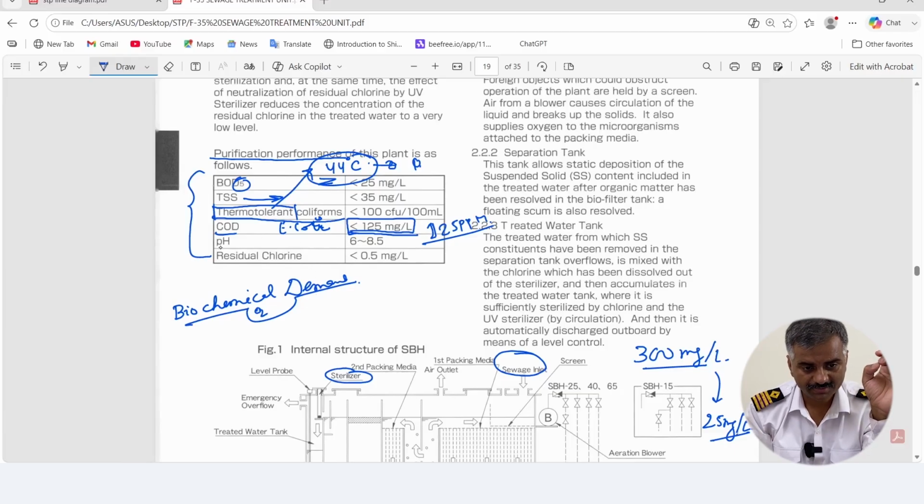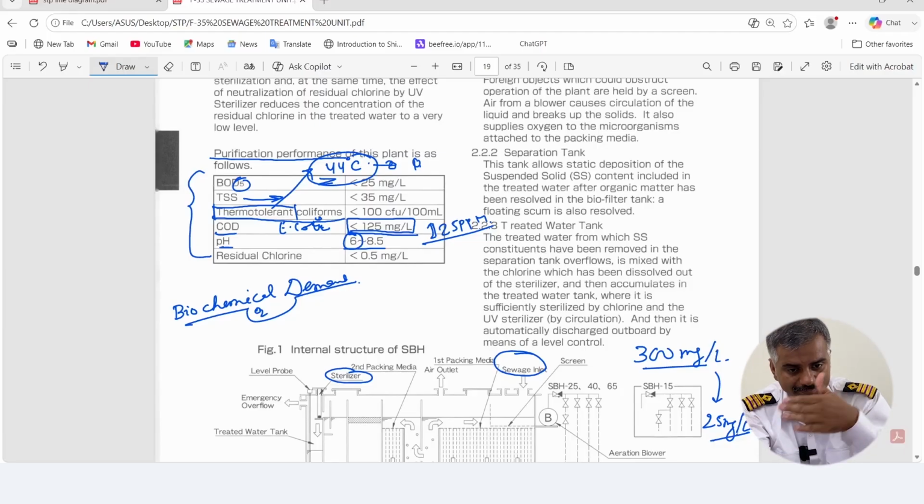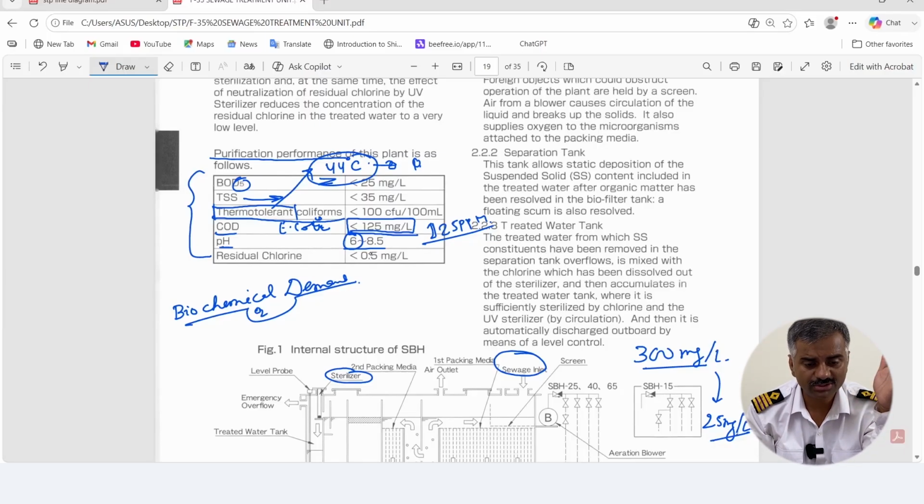Next is pH. We all know it is about acidic and basic content. 6 is towards acidic, 7 is neutral, 8.5 is towards basic. It is saying not too acidic and not too basic; the pH should be almost in the neutral range. If the pH is more acidic, that means the bacteria or the oxidation has not taken place properly, and oxygen was not properly supplied.